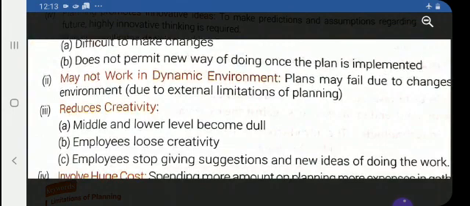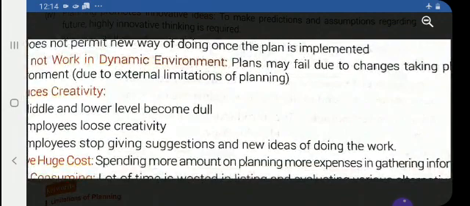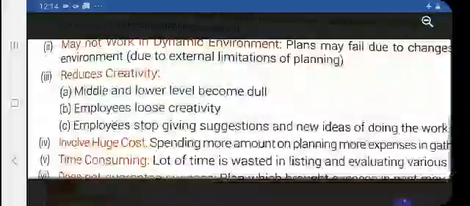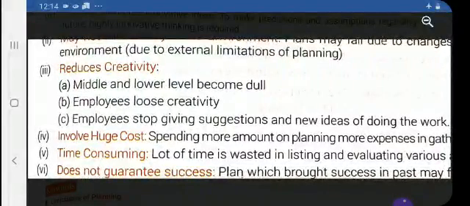Now it also reduces creativity, as the managers of the organization start working rigidly and become blind followers of the plan only. All middle and lower level employees become dull because they have to follow the instructions given by the top level management, and they do not take any initiative to make changes in the plan according to the changes prevailing in the business environment, and employees lose creativity. They don't apply their brain while executing any functions. They just blindly follow the directions, and employees stop giving suggestions and new ideas for doing the work and bringing improvement, because the guidelines of working are given in planning only. So this is one of the limitations, that it reduces the creativity of the employee.